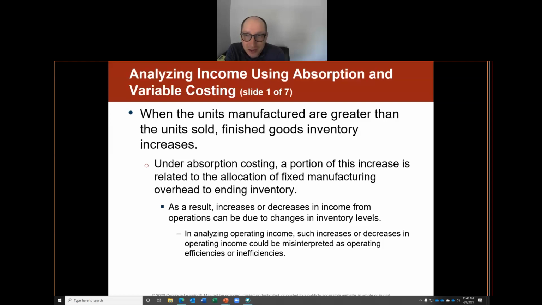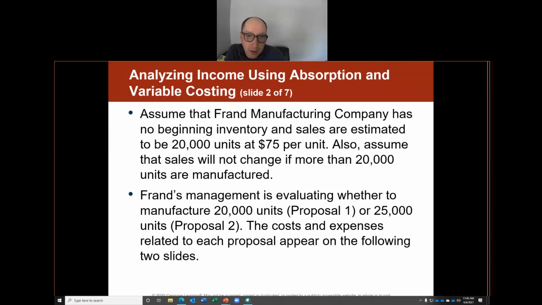As we analyze the income under absorption and variable costing, primarily we're looking at the difference in our inventory. And as managers, we can make decisions about our costing models based off of the impact it's having on our inventory. Let's take a look at another example.